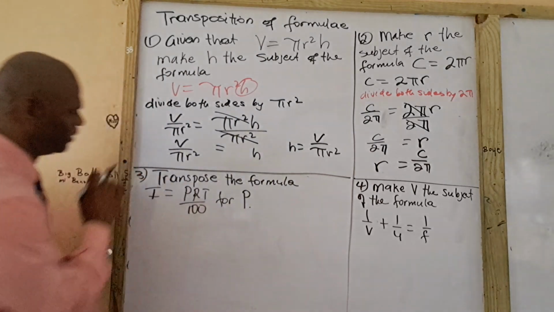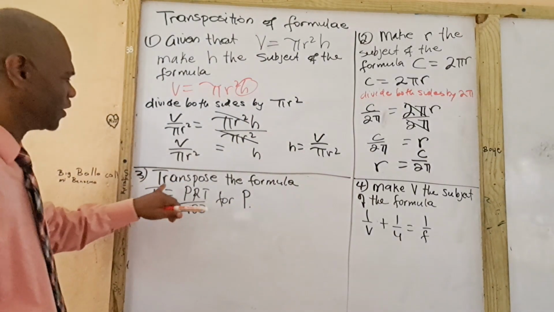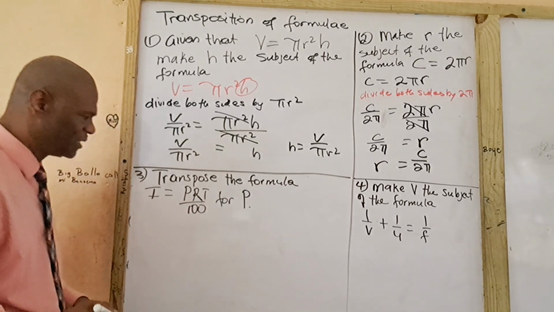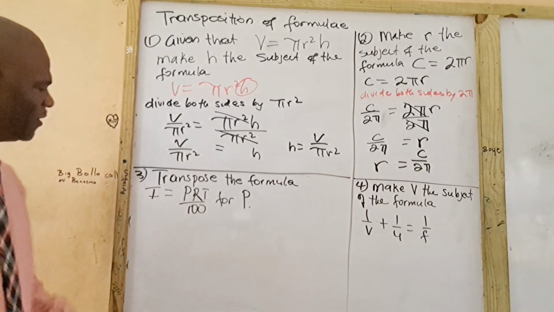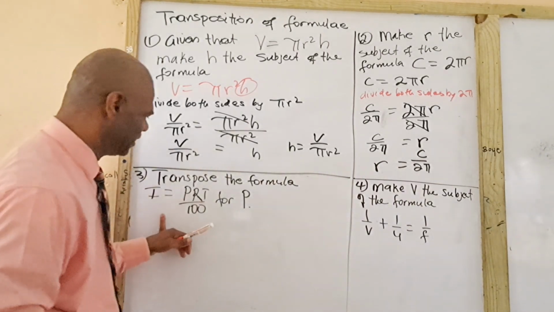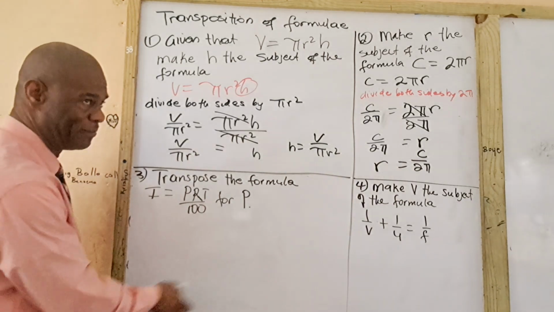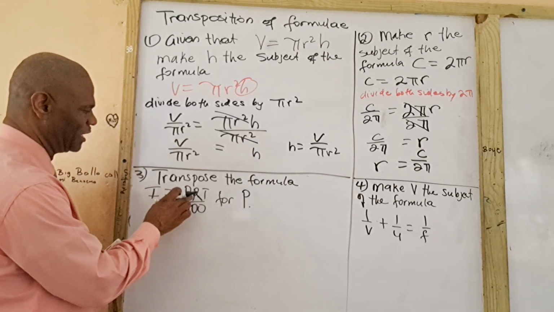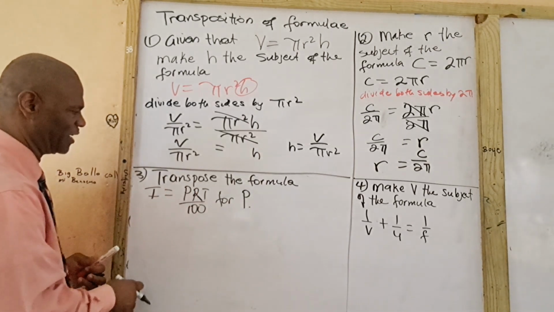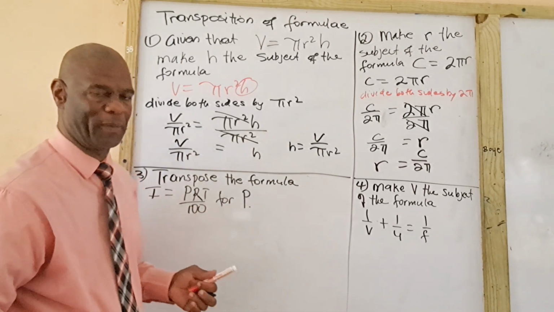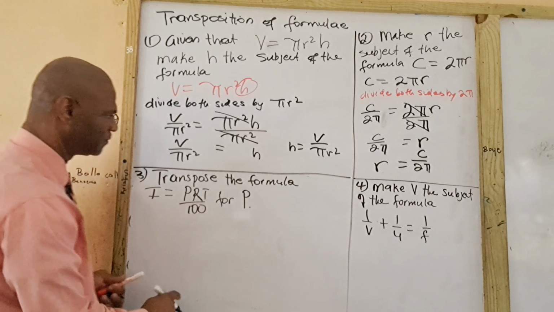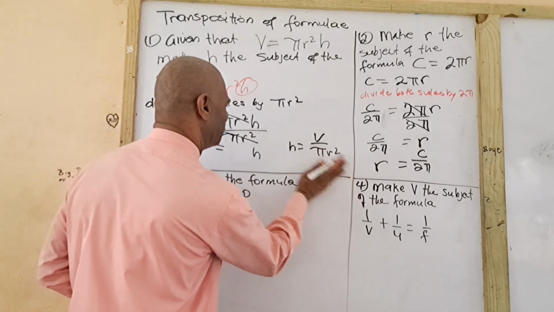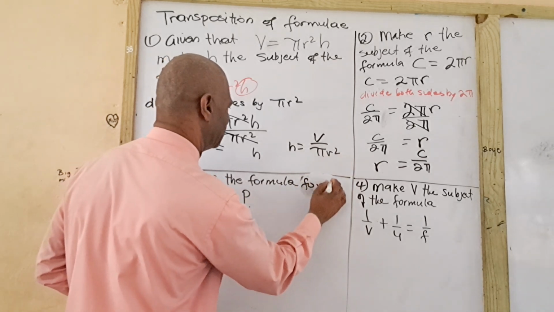Now let's hop over to this one. And it says we are to transpose the formula I equals PRT, so P times R times T divided by 100. Now this formula we use to find the simple interest, right? So you'd have met that, or maybe you will meet it later on. So interest equals principal times rate times time over 100, PRT, and we want to make P the subject of the formula. Or I'll say transpose the formula to make P the subject, or for P.